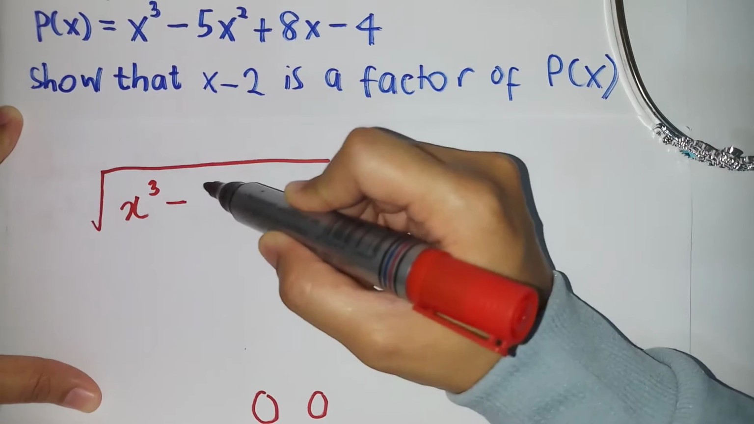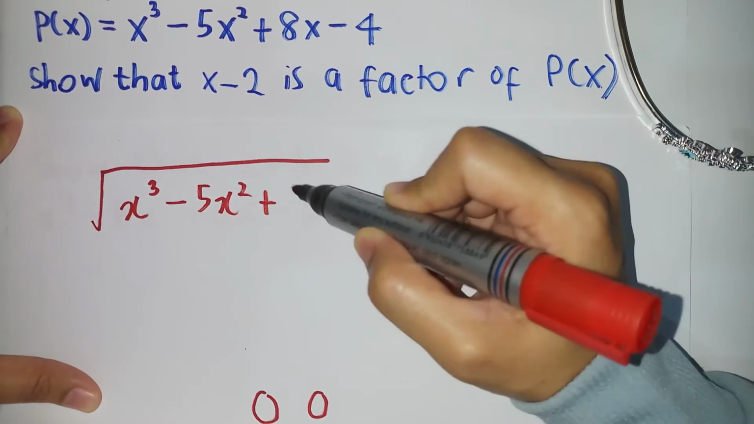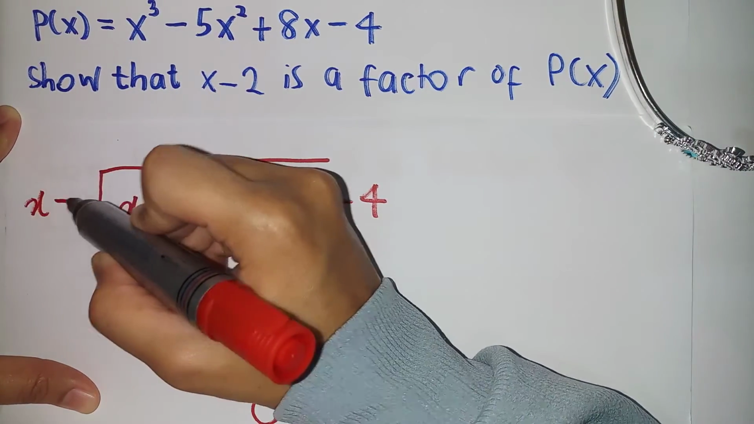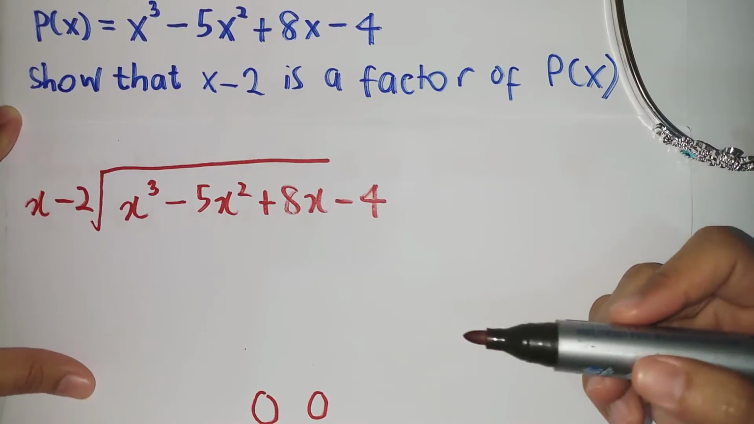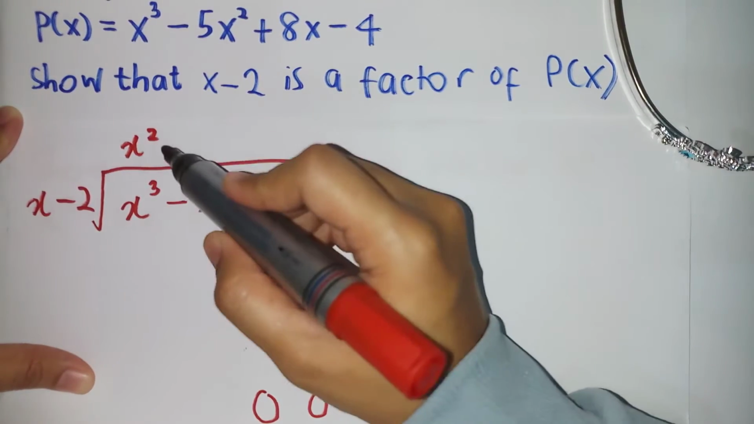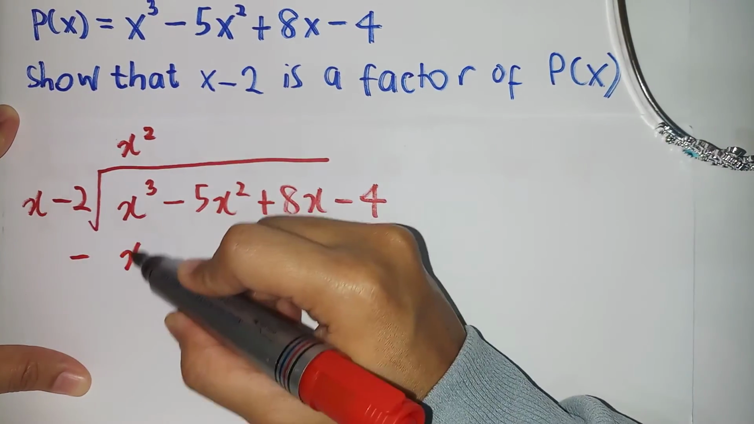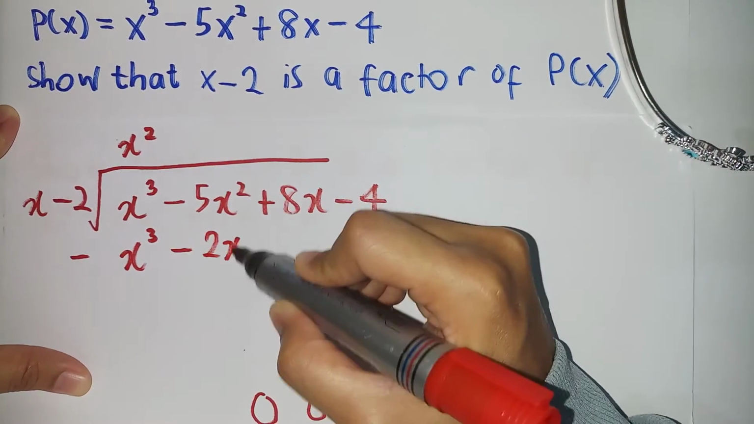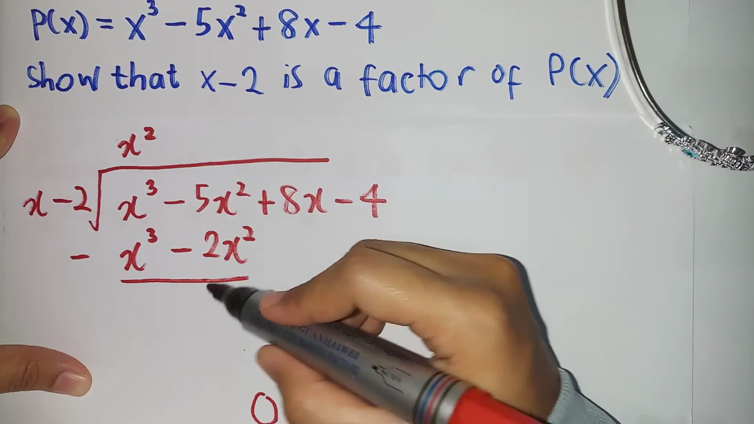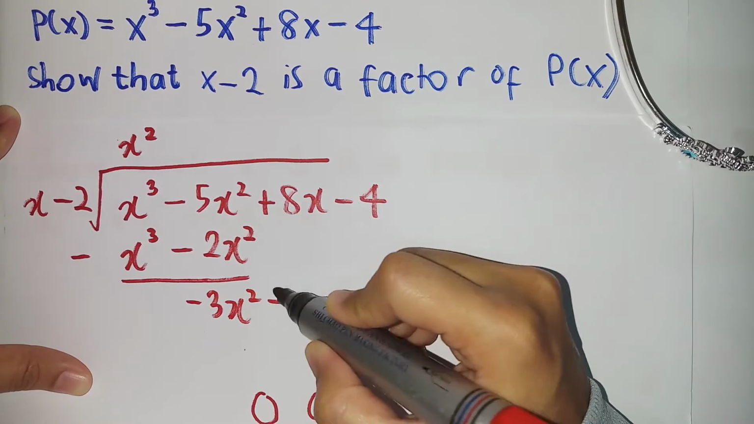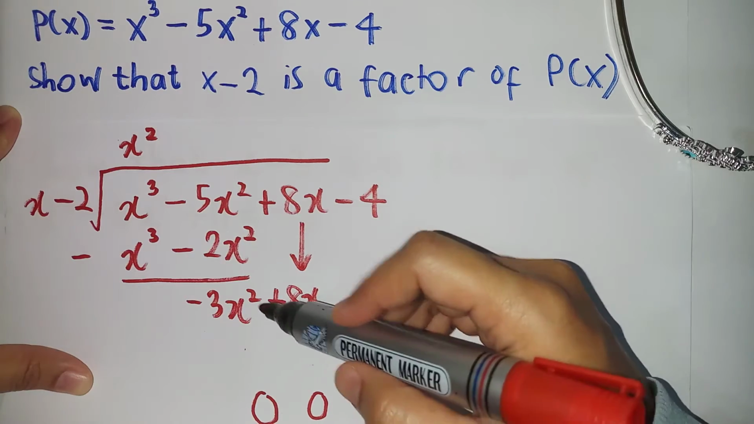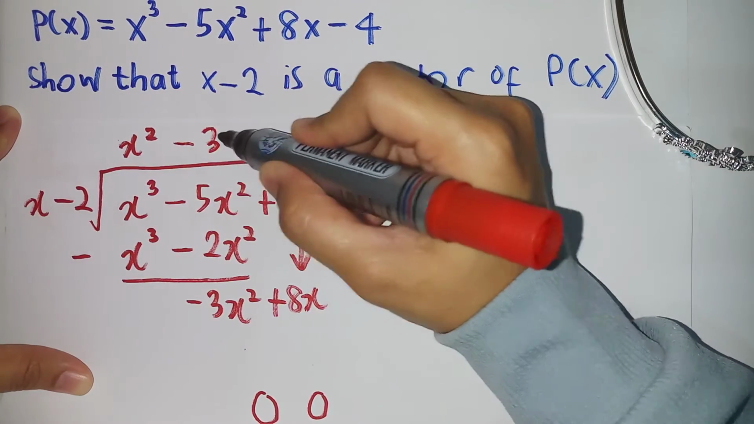x cubed minus 5x squared plus 8x minus 4. Here we have x minus 2. Okay, let's recap this again. You have learned this previously. So x cubed divided by x, you will get x squared over here. Multiply back, minus x cubed minus 2x squared. Then minus, negative 5x squared plus 2x squared, negative 3x squared plus 8x. Bring that down. Then negative 3x squared divided by x, negative 3x.